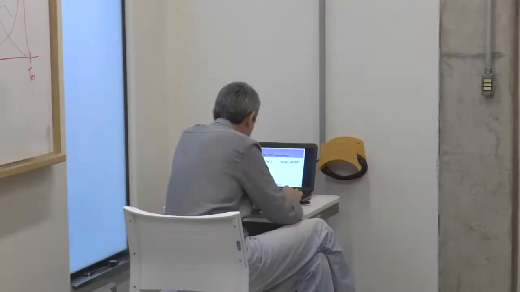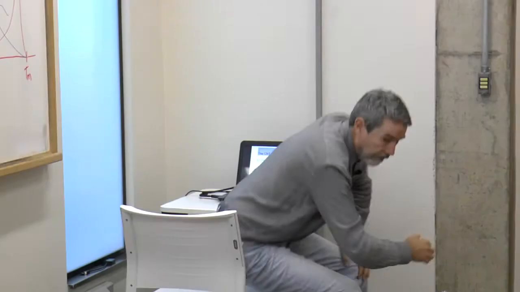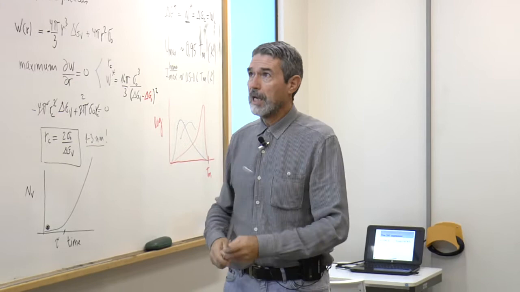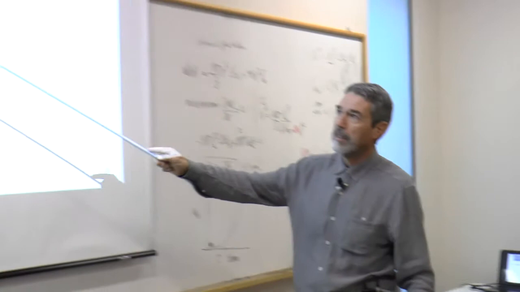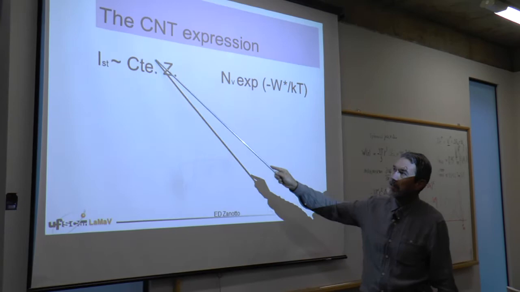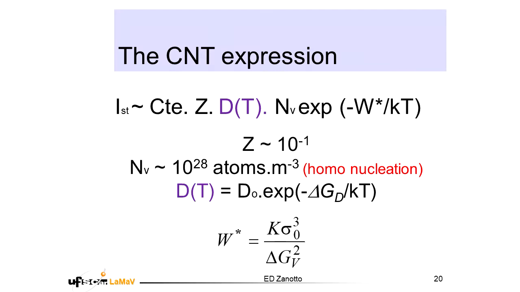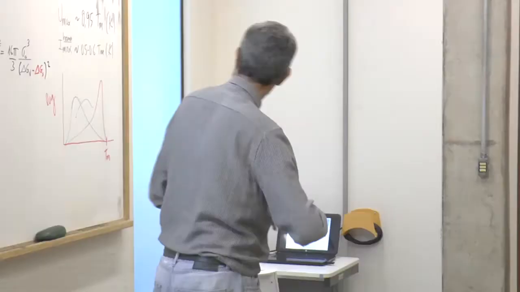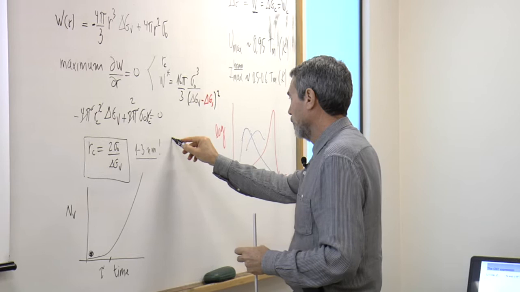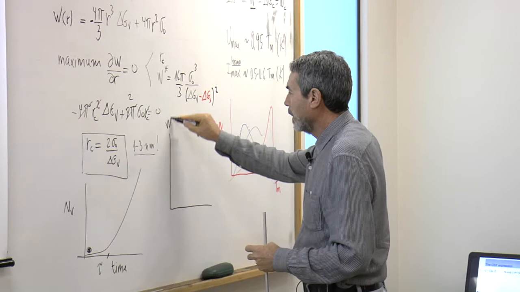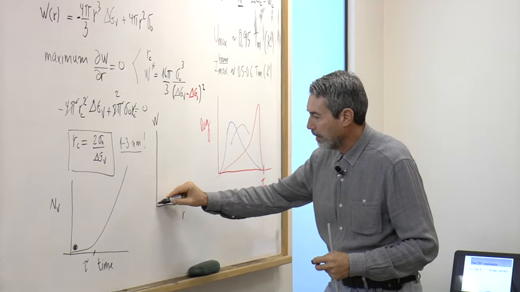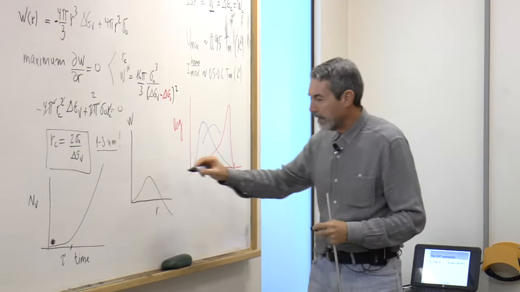Classical nucleation theory expression. I'm not going to derive the expression of the classical nucleation here, but it suffices to say that the steady state nucleation rate is some constant times Z. This Z is not from Zanotto, it's from Zeldovich, a famous Russian scientist who demonstrated an interesting fact. If you recall the plot of the work of formation versus radius, it is something like this. Well, he demonstrated that, this is the critical radius.